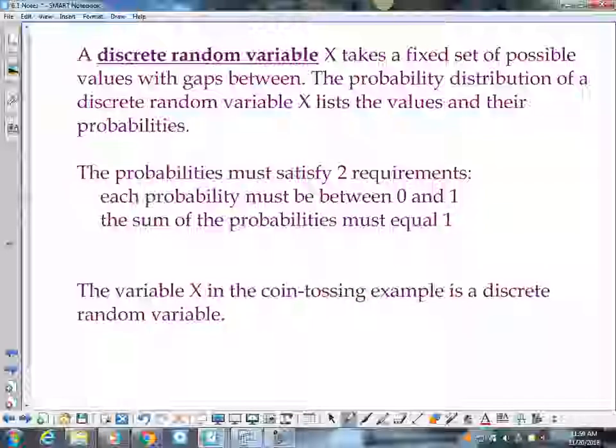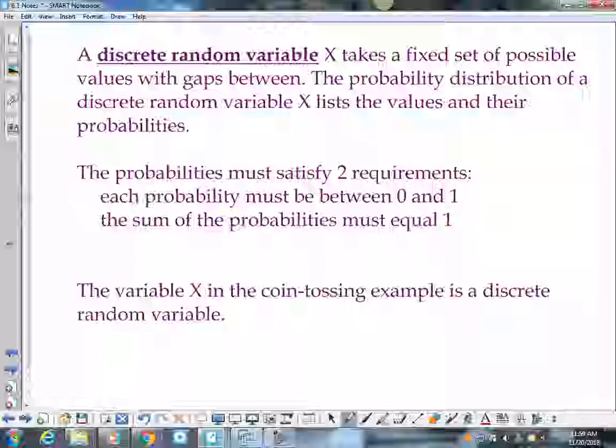The probabilities must satisfy two requirements. Each individual probability must be between 0 and 1, and the sum of their probabilities must equal 1. Does that remind you of a problem from your last test? Or was it the test review? Where it was multiple choice and it was at the bottom of a page. And there were 4 charts, and it said which one is an accurate probability distribution. Was it on your test?